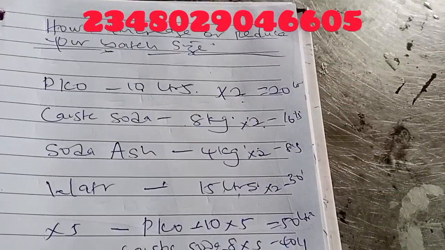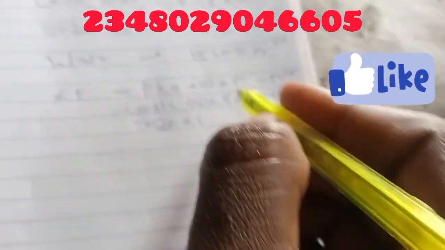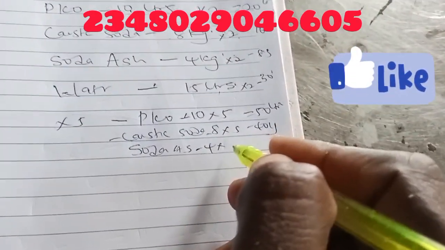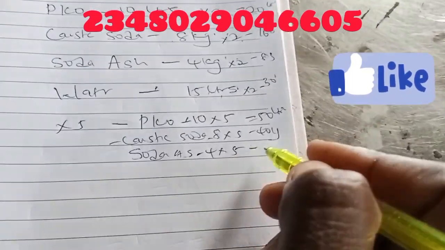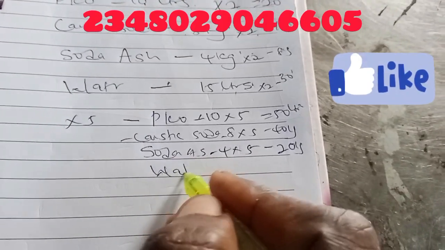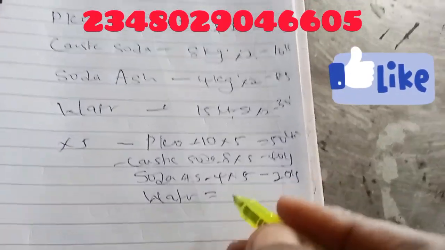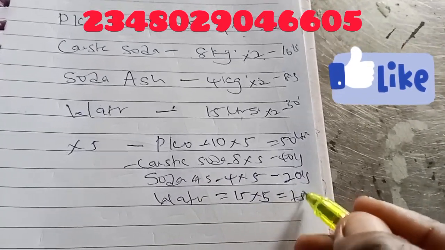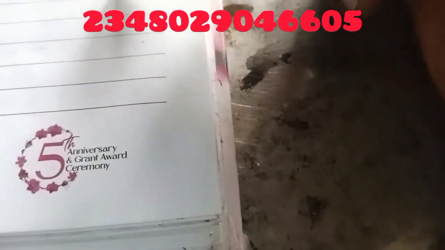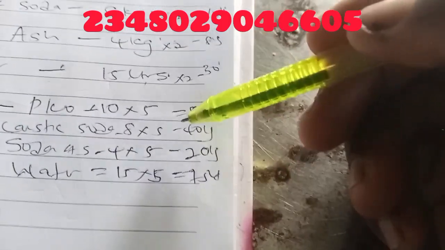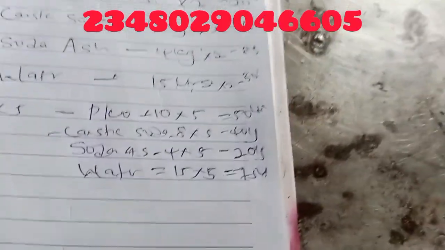Soda ash will give me 4 times 5, which gives me 20 kg. Then water will give me 15 times 5, which gives me 75 liters. Did you see what I did here again? I multiplied everything using the same constant. I used 5 for everything. In so doing, I got my numbers.